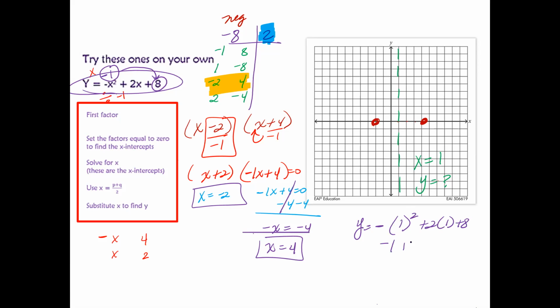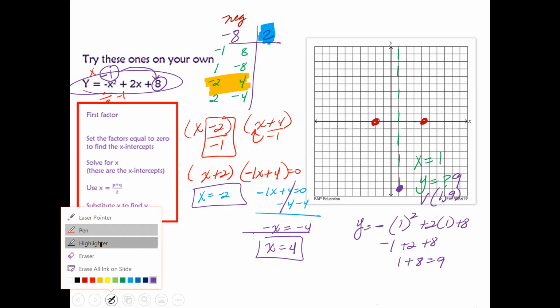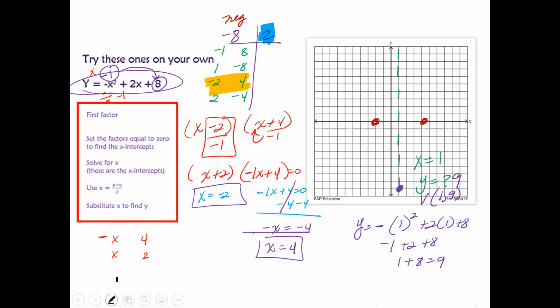That's a negative 1 plus 2 plus 8. What's a 1 plus 8? A 9. So your vertex is at 1, 9. 1, 2, 3, 4, 5, 6, 7, 8, 9. And your last piece that you want to do with this is you want to go ahead and connect the dots. And that is your parabola.